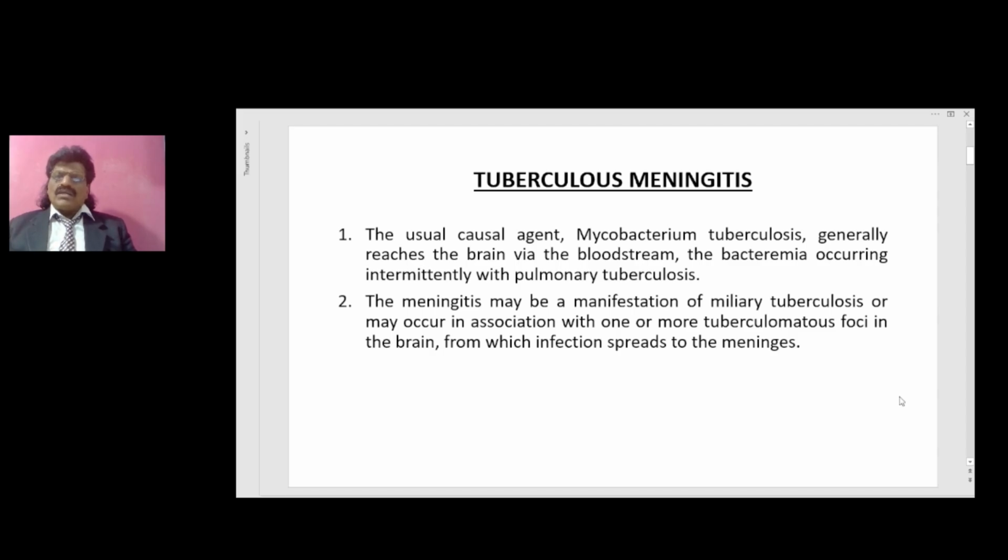The usual causal agent, Mycobacterium tuberculosis, generally reaches the brain via the bloodstream, the bacteremia occurring intermittently with pulmonary tuberculosis. The meningitis may be a manifestation of miliary tuberculosis or may occur in association with one or more tuberculomatous foci in the brain, from which infection spreads to the meninges.